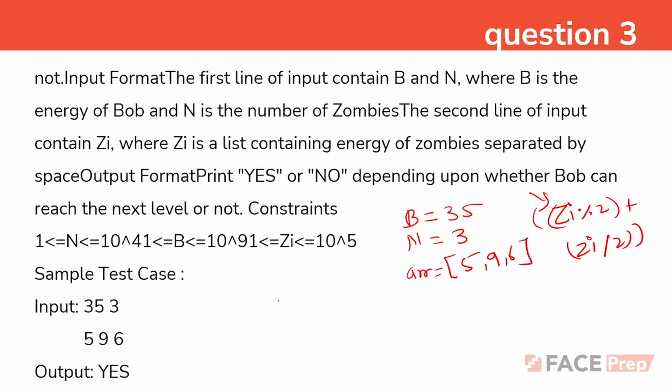Let's try to understand. Now I'm going to start my iterations. What is my first iteration? Zi here in this case is 5, starting from index 0, 1, 2. What is the constraint? We need to check with Bob's energy. Is Bob's energy lesser than Zi? If you're checking 35 lesser than 5, no, it's not lesser. So that means Bob can easily defend this zombie.